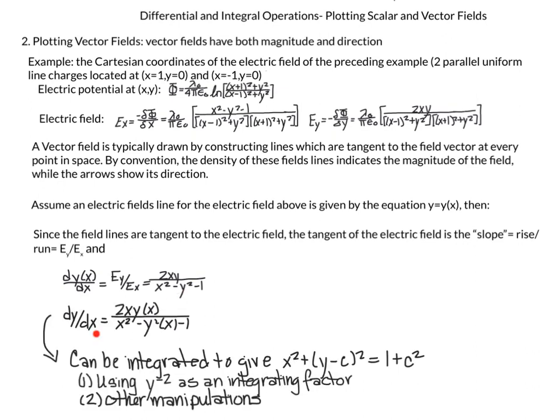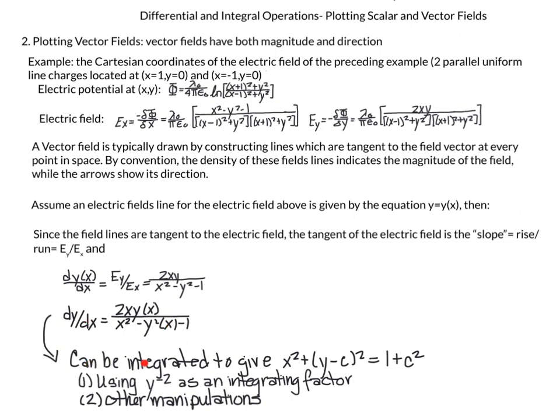Now we have dy/dx, and for whatever reason I dropped the (x) here, but this y is a function of x, otherwise it wouldn't make sense. dy/dx is equal to 2xy over x squared minus y squared minus 1. One thing about this (x): sometimes it gets dropped, sometimes I write it to highlight it. But anyway, we want the field lines tangent, and we know they satisfy this equation. This here is a differential equation.